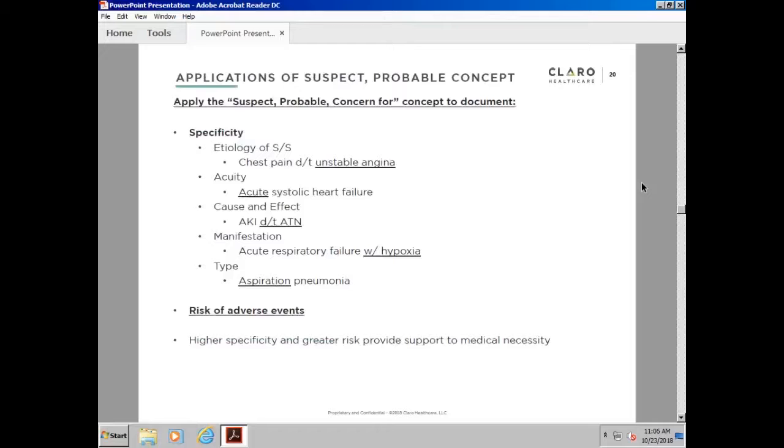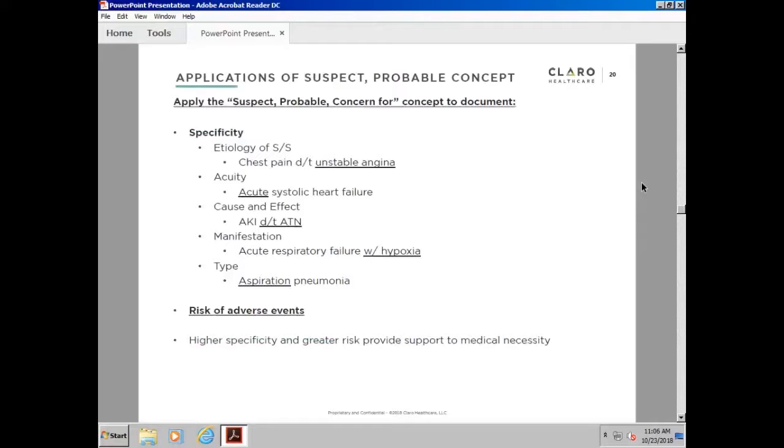So specificity, we said that specificity is another documentation concept. So that etiology or that suspected etiology of that sign and symptom. What is that chest pain due to? Patient has a history of CAD. Is this likely unstable angina? Is the chest pain likely unstable angina? I'm starting a nitro drip and all of these things. So what are you thinking it could be?